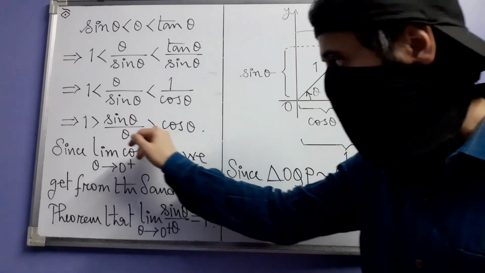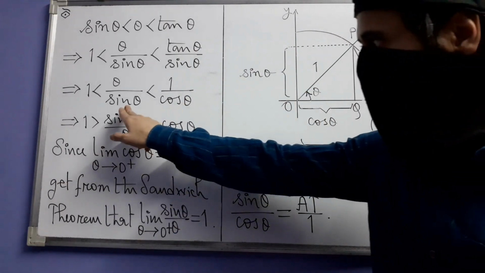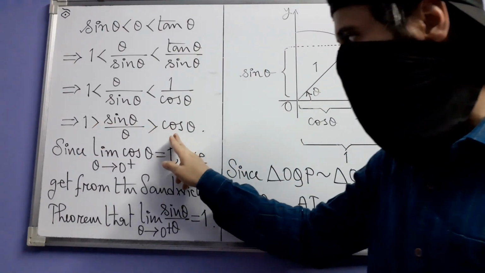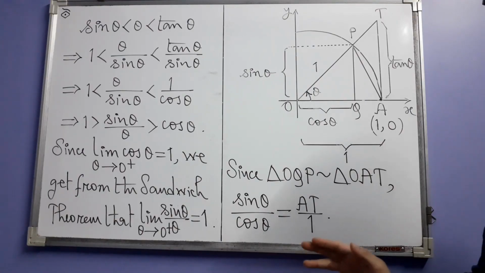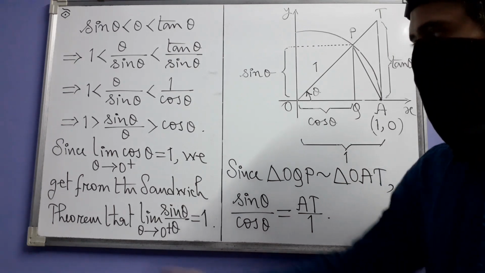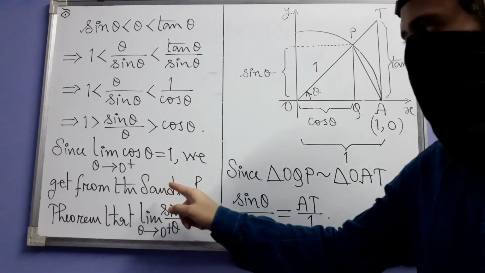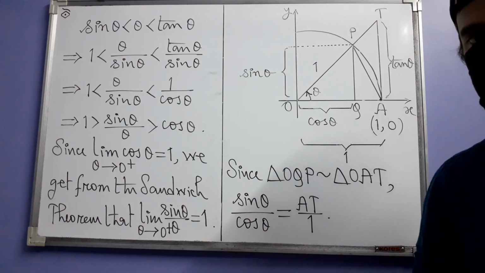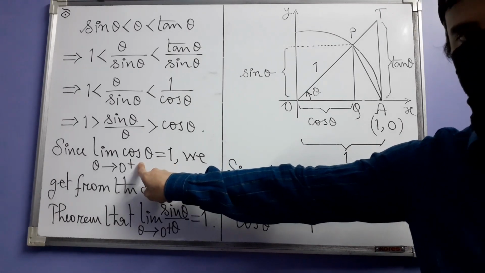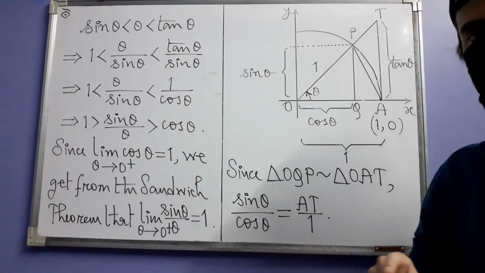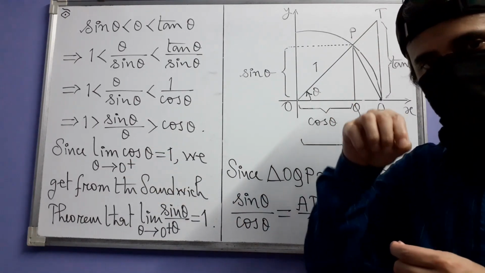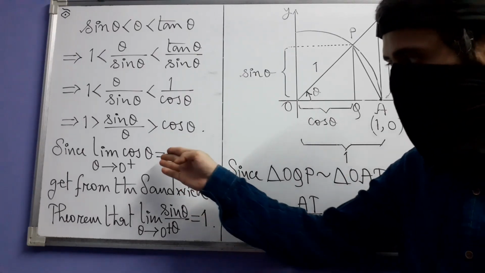So the inequalities previously were like this, now they will be like this. Now you look at these inequalities. The function sin theta divided by theta is trapped between these two functions, 1 and cos theta, and you additionally know from properties of the function cos theta that the limit of cos theta as theta approaches 0 from the right side is equal to 1. Do you recall where this is coming from? This is coming from that observation which we have already made about the function cos theta, that it is continuous at 0. From that fact, this limit is coming.